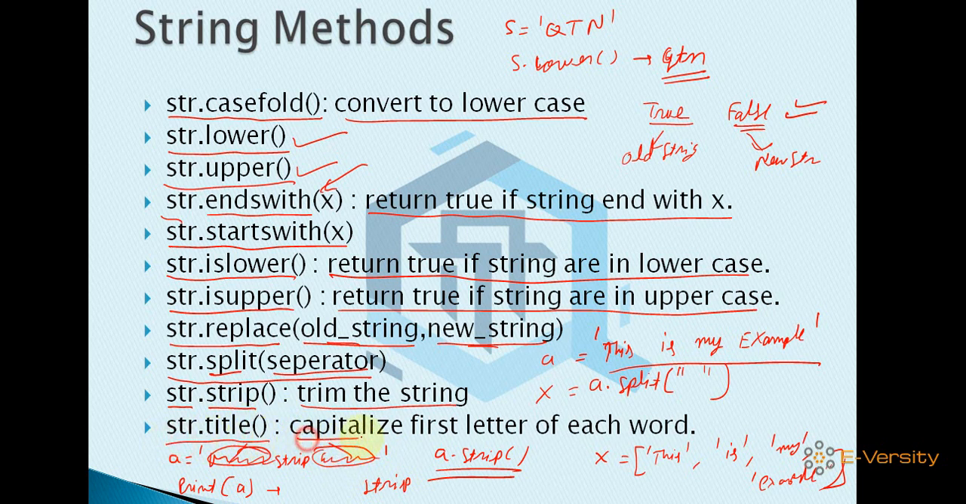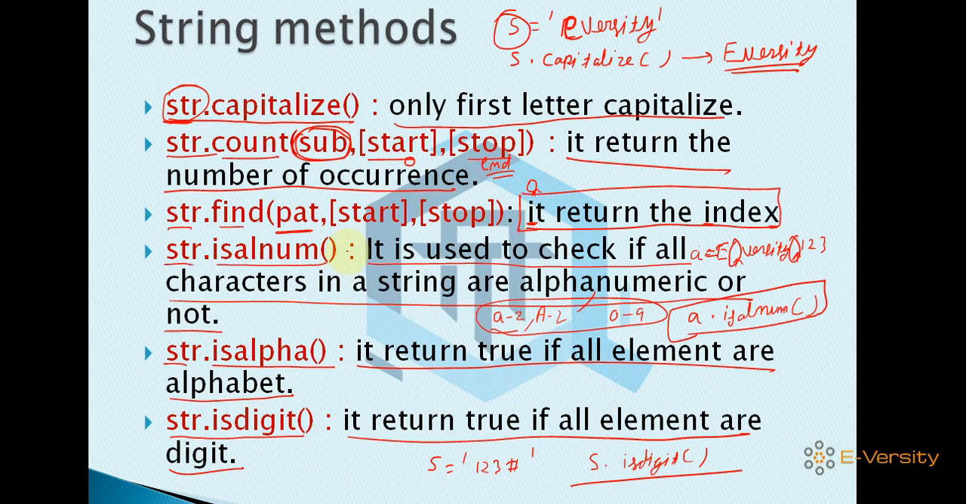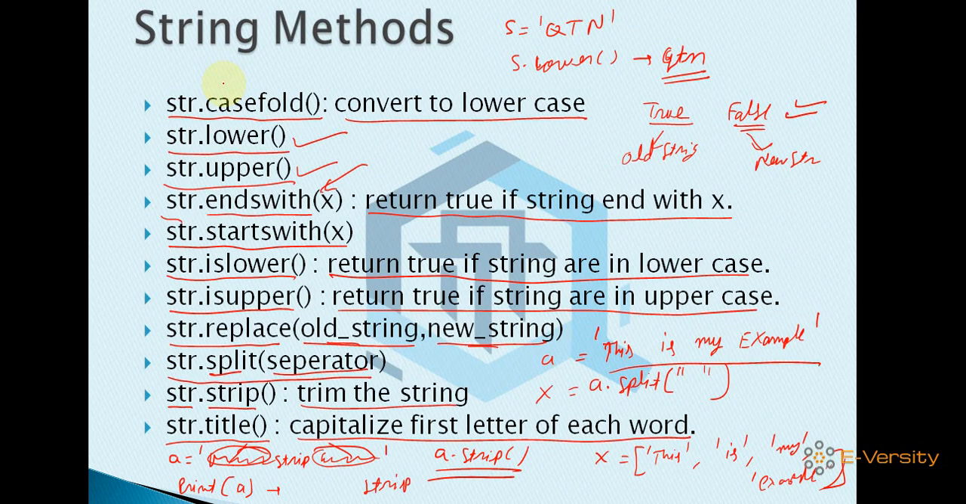Next is str.title. Title is basically used to capitalize the first letter of each word. There is a difference between this one and capitalize. Capitalize is used to capitalize only the first letter, and title is used for creating a title. Just like you can see my slide title is a string method, the first letter of every word is capital. So this can be used.